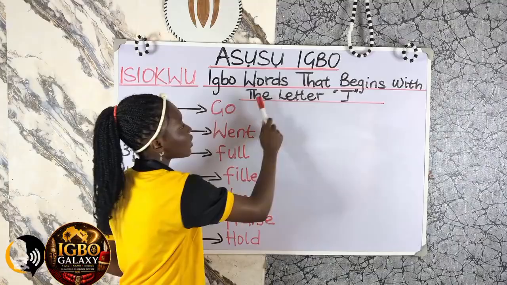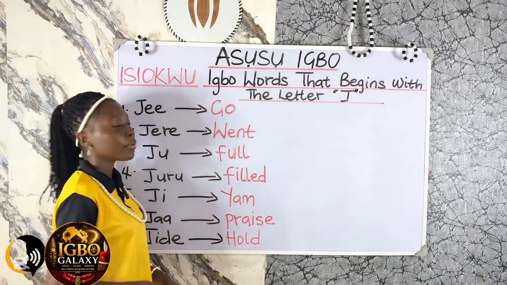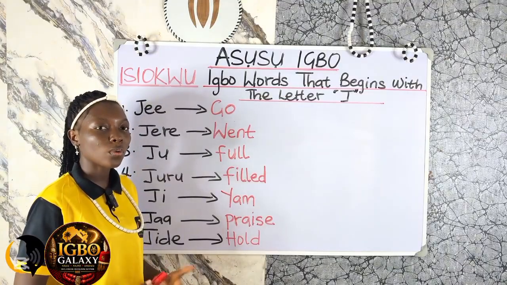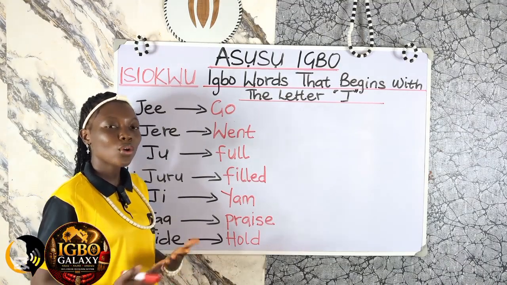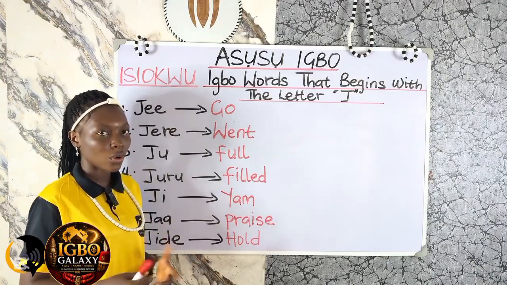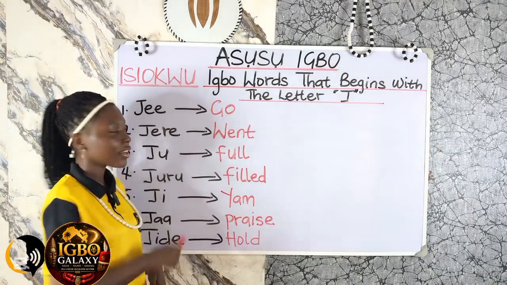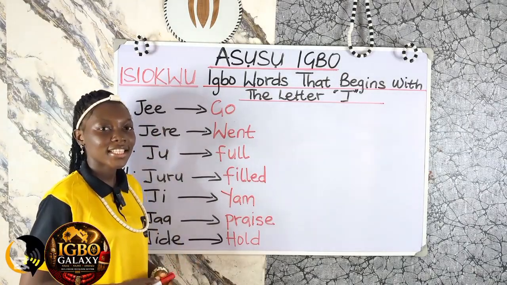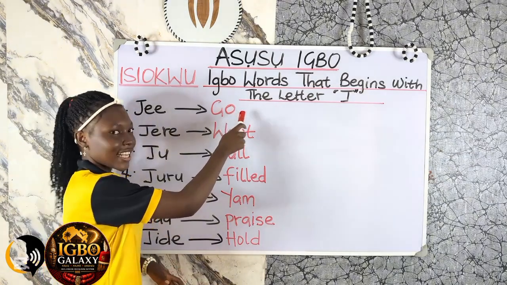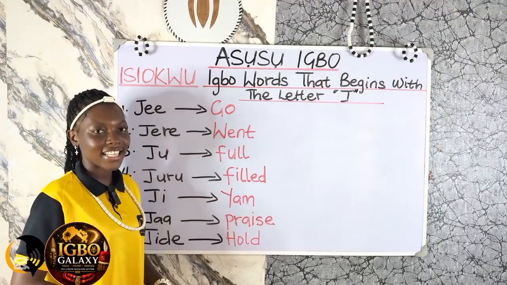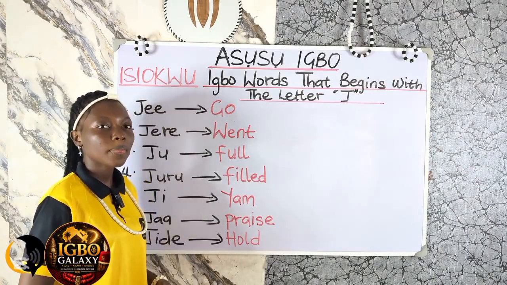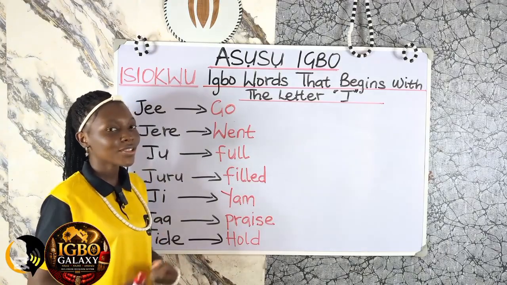Igbo words that begin with the letter J. Je, go. You can also use ga, go. Jere, went. So this is the present tense and this is the past tense. Je ahia, go to the market. Ejerem ahia, I went to the market.